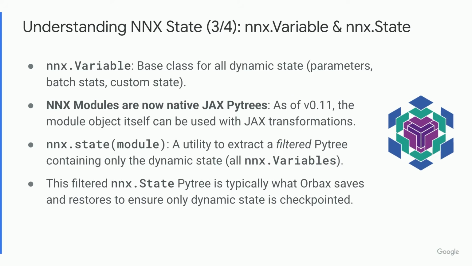All the changeable parts of an NNX module, like parameters, so nnx.Param, or batch normalization statistics with nnx.BatchStat, are instances of classes derived from nnx.Variable. These variables hold the actual data, usually a JAX array, and potentially some metadata. Now, here's a major simplification in version 0.11 and later releases of NNX. The module instance itself is now a native JAX PyTree. This means you can, in principle, pass the entire module to JAX functions.